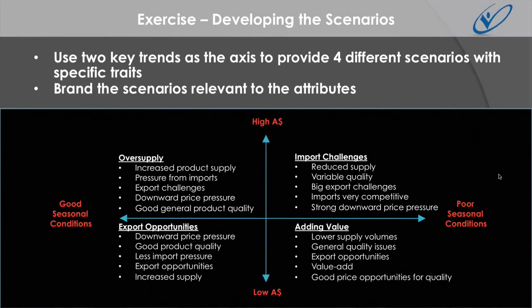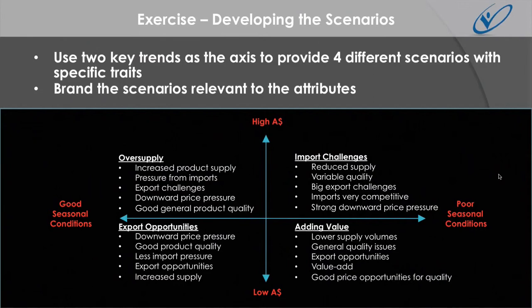There are challenges for exporters and people who export because of the high Aussie dollar. We can expect downward price pressure because of oversupply and lower inputs, but because of good seasonal conditions, we can expect a good general product quality.